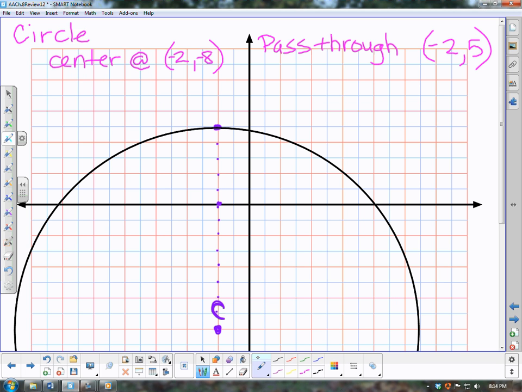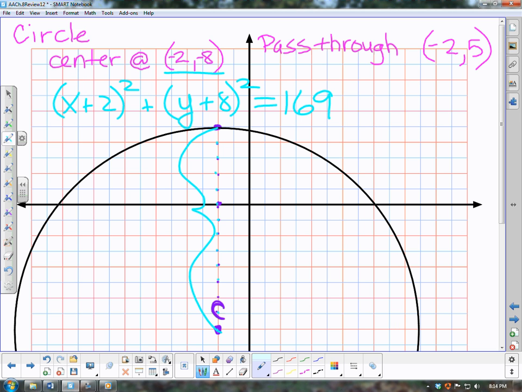But you really don't need to because you know the center, so that's going to be x plus 2 squared plus y plus 8 squared equals, and what's the radius? 1, 2, 3, 4, 5, 6, 7, 8, 9, 10, 11, 12, 13, and 13 squared is 169. Because r equals 13. Now, if you would have written it with 169 here and a 169 there, and then just used 1 on that side, that would have been okay as well. Same thing.